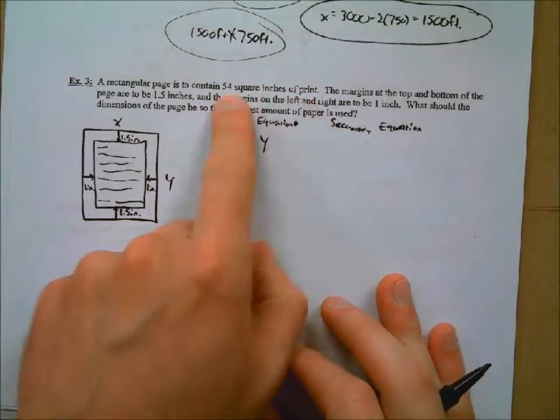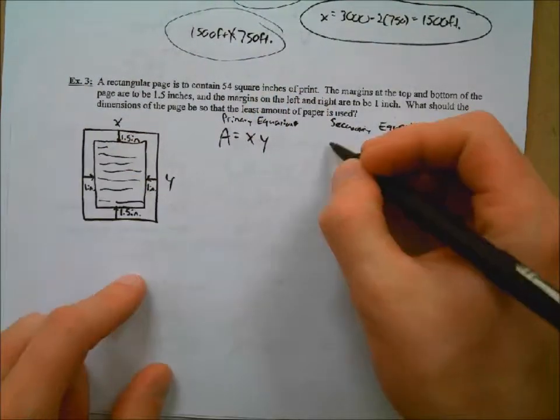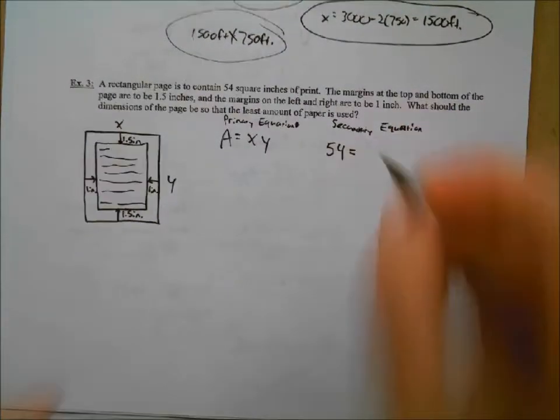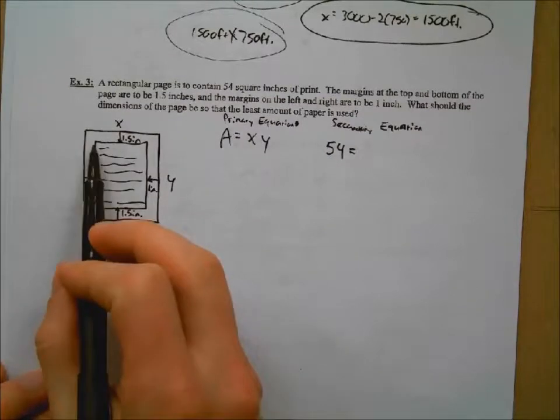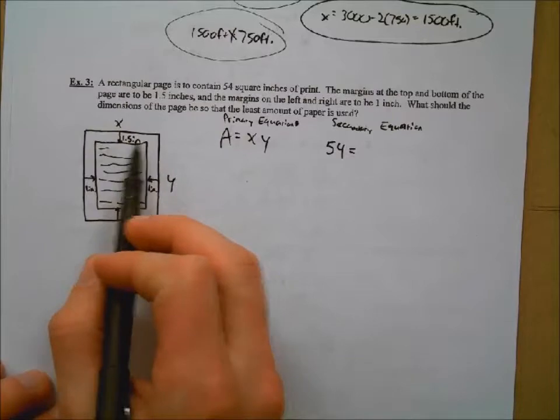So the key thing here is of print. That is the little imaginary rectangle right there. So our area is going to be 54 for that. Must contain that much. What is the length of this imaginary, or this distance right here? X minus 2. Very good.